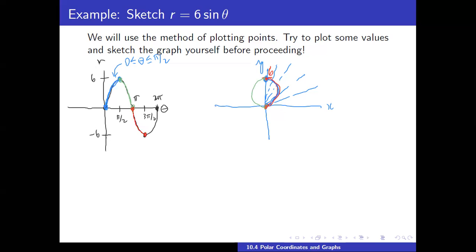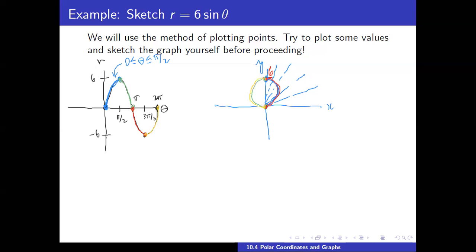Yeah. And then what happens between, I'm running out of colors here. What happens between 3 pi over 2 and 2 pi? Well, I'm in the fourth quadrant, yes, but everything flips up into the second quadrant. And therefore, I'm going to trace out this portion of the curve again. You see what I mean?